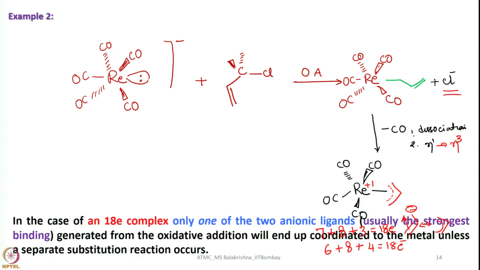So in the case of an 18 electron complex, only one of the two anionic ligands, you can see here, this is also an anionic ligand, this is also an anionic ligand. Usually the strongest binding generated from the oxidation will end up coordinated to the metal unless a separate substitution reaction occurs. Why this one? Because rhenium has a pair of electrons, and now if the electron is taken, it becomes a carbocation, you should remember. It becomes carbocation C plus, and Cl minus. So that is the reason it immediately abstracts the pair of electrons. At the end it appears like both of them are anionic and both of them are taking one electron each from the metal center. So these are typical examples where you can see how an 18 electron complex undergoes oxidative addition reaction to give the desired product.